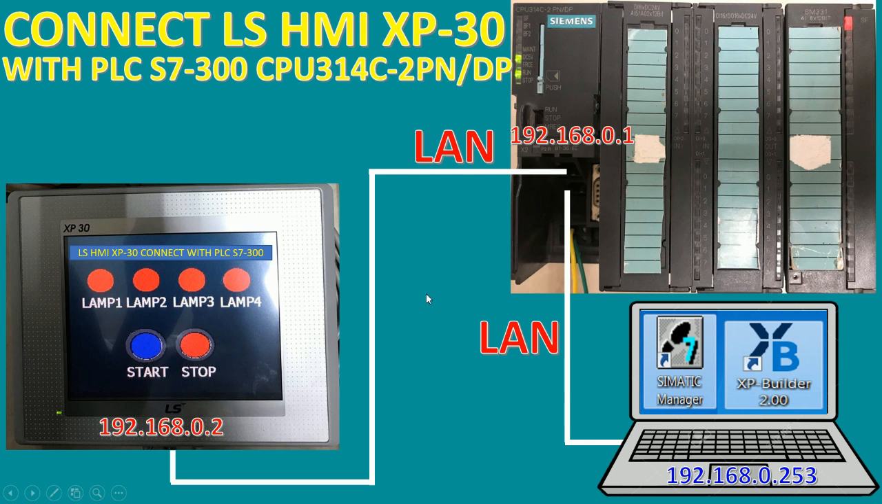Okay. So we can control start and stop of lamp 1 to lamp 4 by using this button, configured on the PLC S7-300 software. Okay. So let's go to our software to make the configuration and testing.